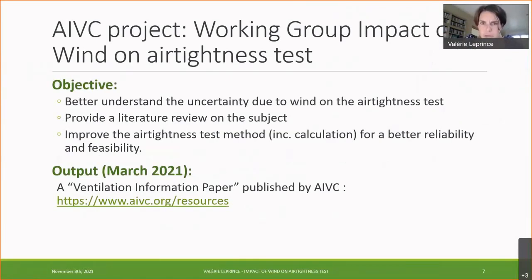We have set up a working group to work on the impact of wind on air tightness tests, with the objective to better understand the uncertainty due to wind on the result of air tightness tests, to provide a literature review on the subject, and to improve the air tightness test methods, including calculation, for better reliability and feasibility. So in March 2021, we released the ventilation information paper that is freely available on the AIVC website.